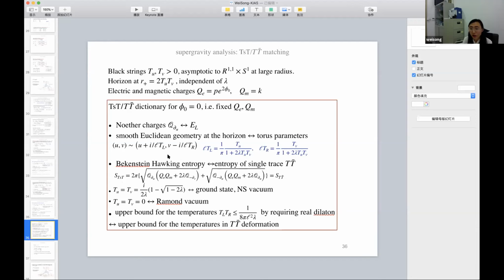By matching the corresponding charges, one can say the black hole entropy indeed can be reproduced by the entropy of this single trace TTbar deformation in the field theory. And one can also, as I mentioned, this upper bound of the temperature can also be matched precisely.